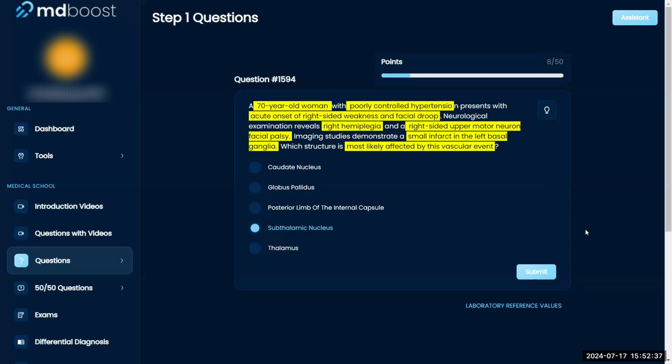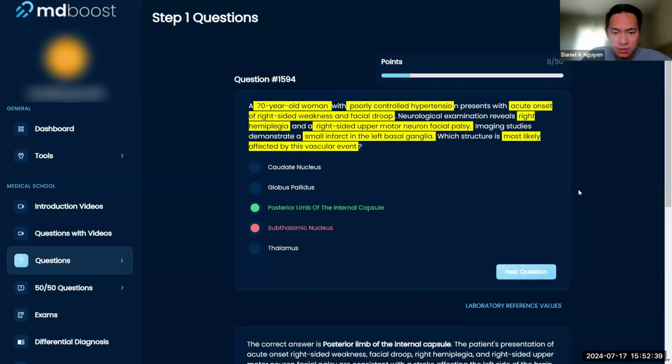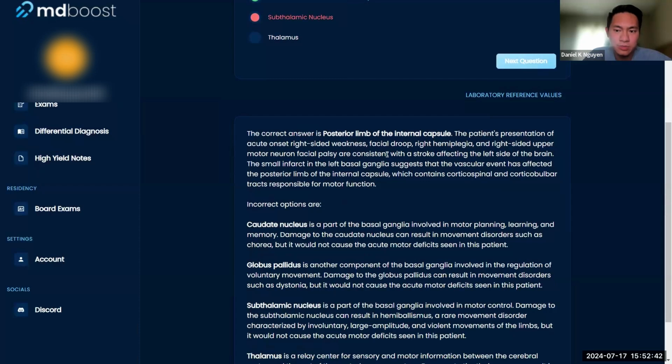Sure. All right, so let's look at here. Acute right-sided weakness, facial droop, right hemiplegia on the right side, and then upper motor neuron. So left side of the brain, small infarct of the left basal ganglia suggests a vascular effect. Posterior limb of the internal capsule, which is a corticospinal, corticobulbar tract responsible for motor.